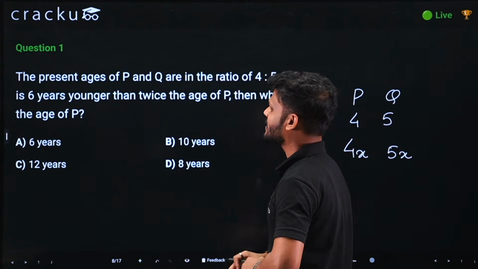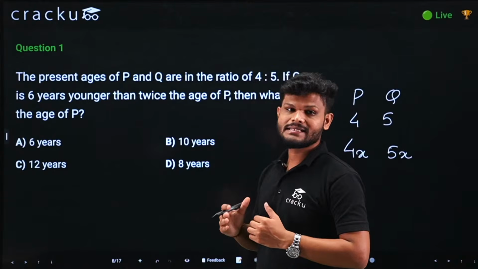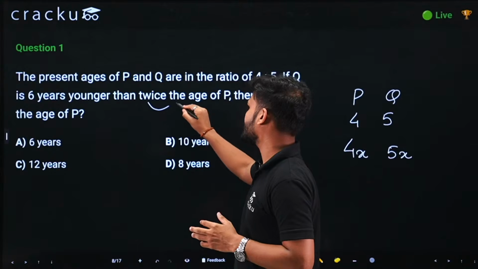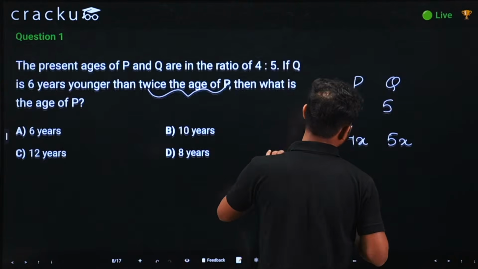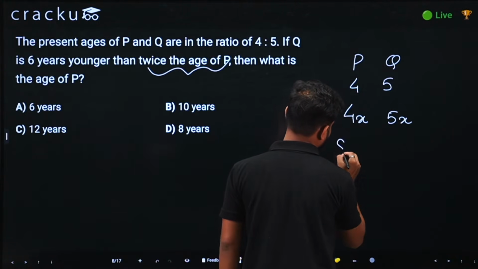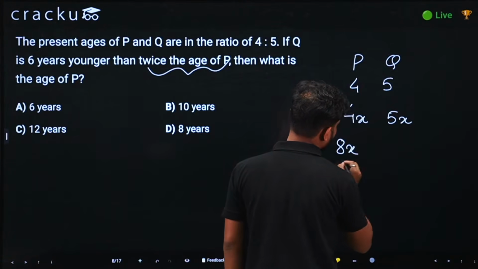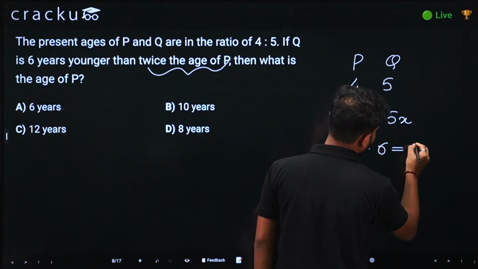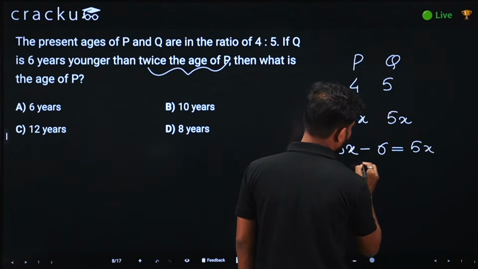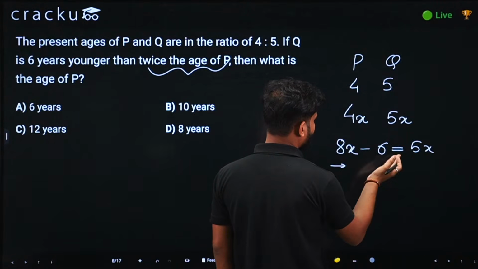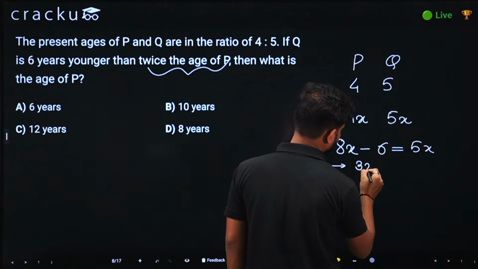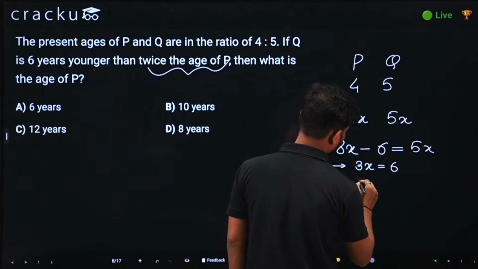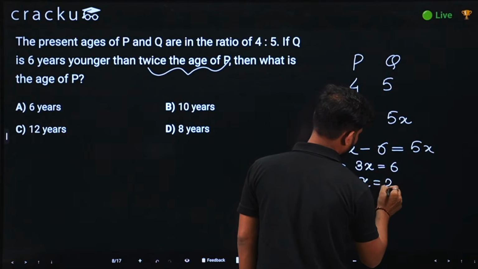What is said? Q is 6 years younger than twice the age of P. What is twice the age of P? Twice the age of P will be 8x. 6 years younger means minus 6 is equal to Q's age, which is 5x. From here you get 3x is equal to 6. So from here you get x equal to 2.